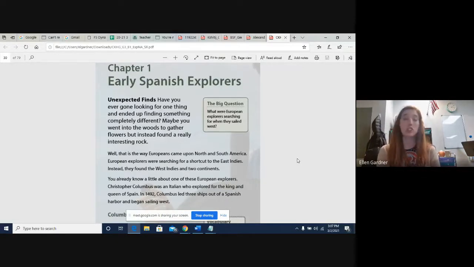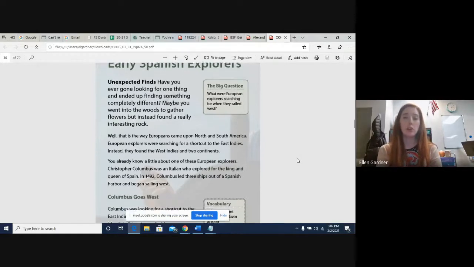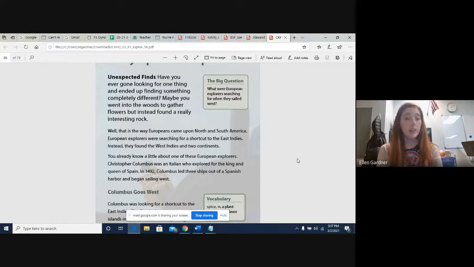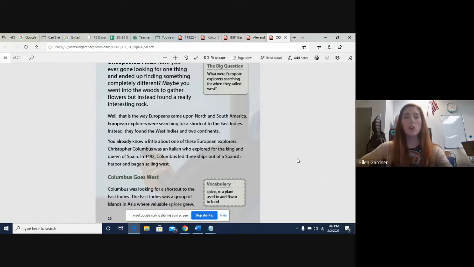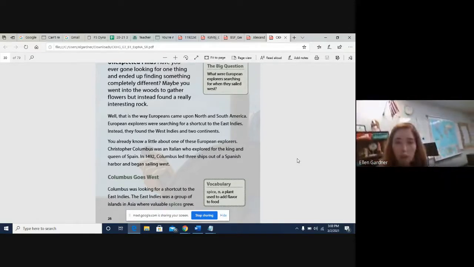So early Spanish explorers. Now it says, have you ever gone looking for one thing and ended up finding something completely different? Maybe you went into the woods to gather flowers, but instead found a really interesting rock. Well, that is the way Europeans came upon North and South America. European explorers were searching for a shortcut to the East Indies. Instead, they found the West Indies and 2 continents.